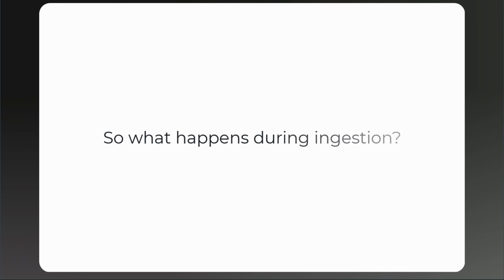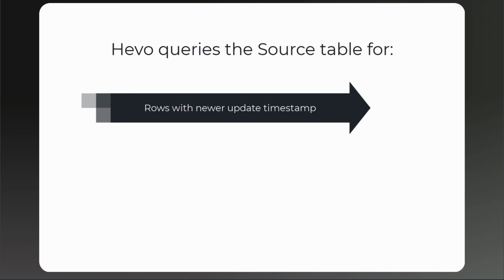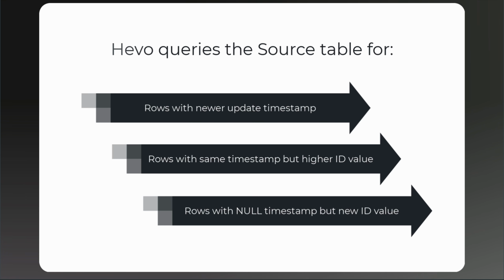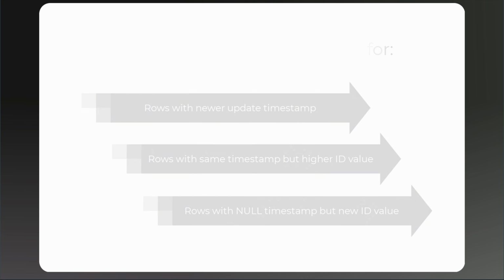So what happens during ingestion? On every scheduled run, Hevo queries the table for rows with a newer update timestamp, or rows with the same timestamp but a higher ID, and rows with a null timestamp that still have a new ID.